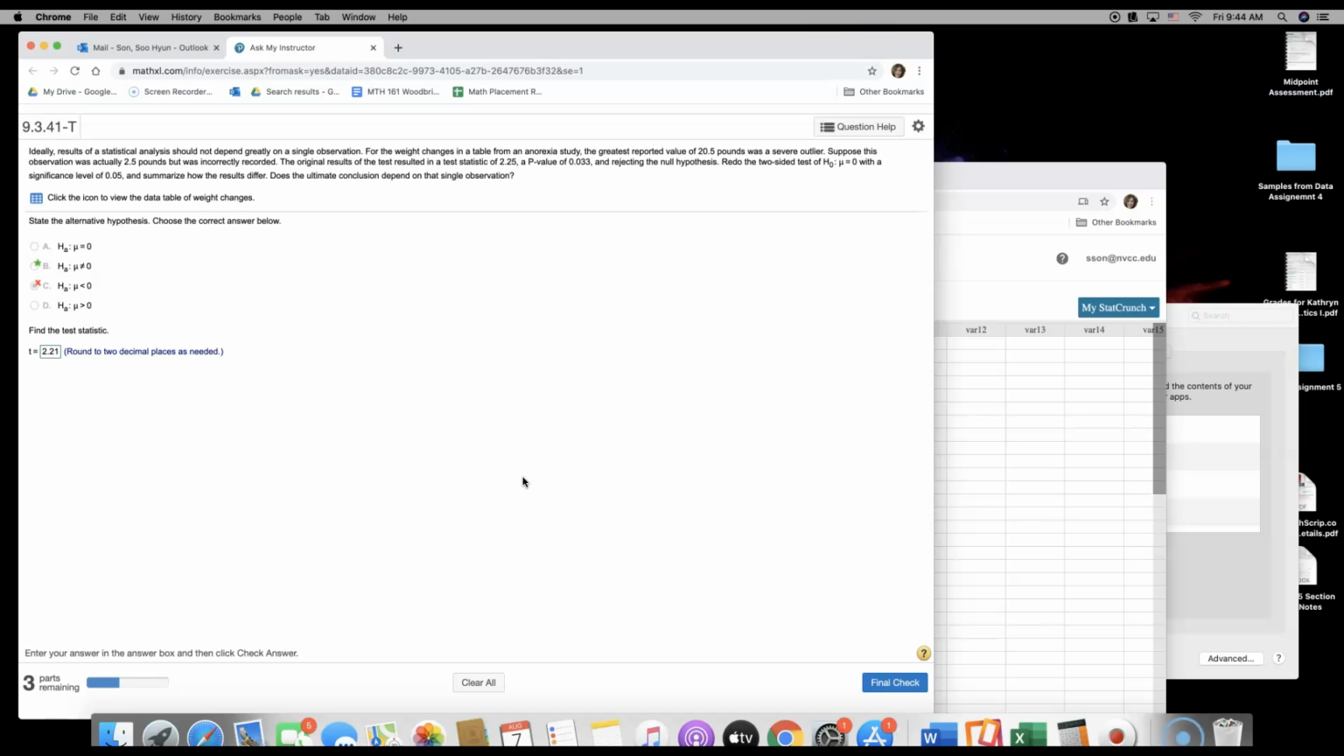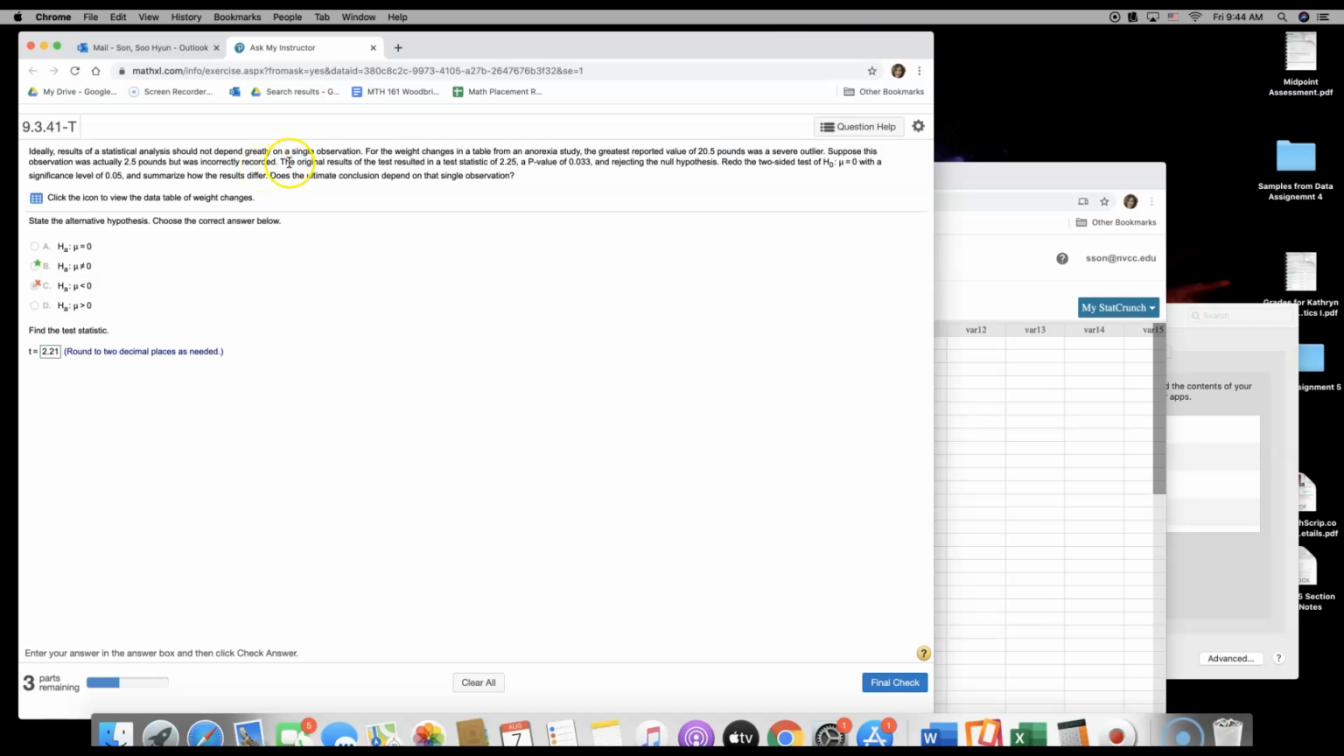Ideally, the results of a statistical analysis should not depend greatly on a single observation. For the weight changes in the table from the anorexia study, the greatest reported value of 20.5 pounds was a severe outlier. Suppose this observation was actually 2.5 pounds but was incorrectly recorded. Oh, okay, so they made a typo.